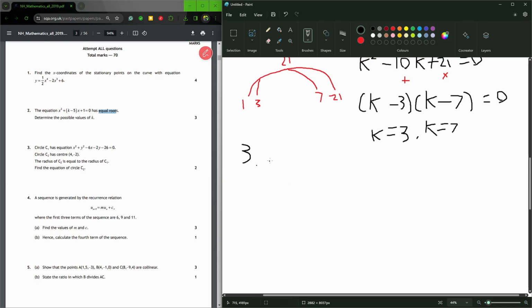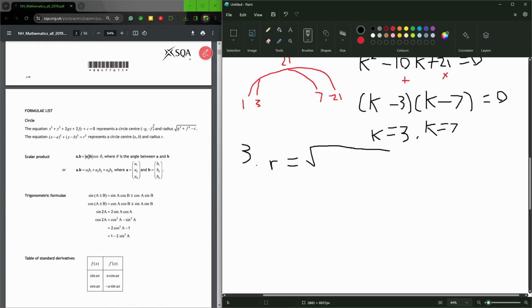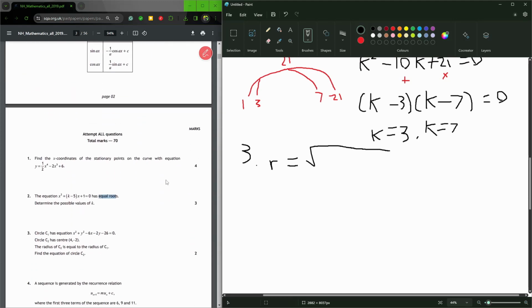Well, it's kind of simple. In your formula sheet, you'll find this doodad here. So this will tell you exactly where to go. So you see 2gx, 2fy, and then you can shove them in there. So if we look at this, we can find that we need to divide both of these by 2.